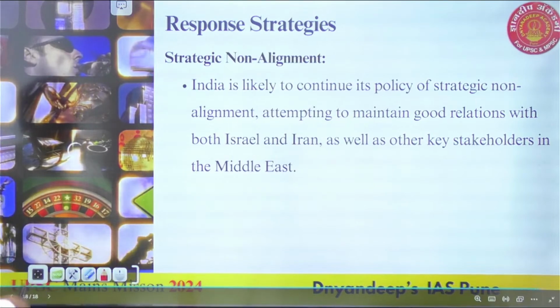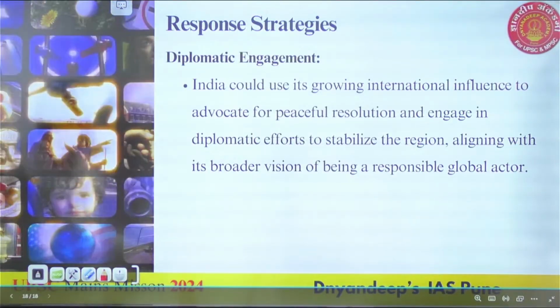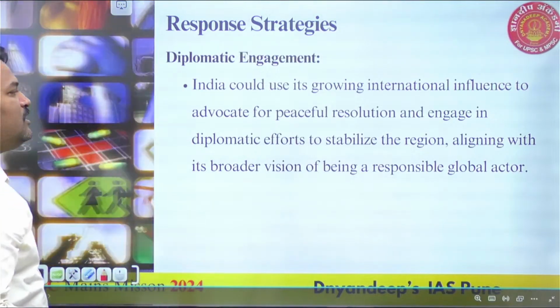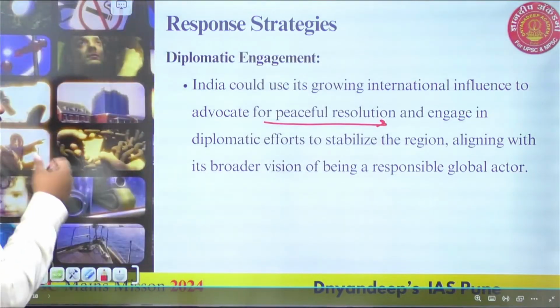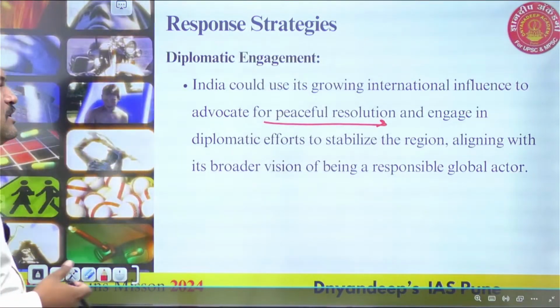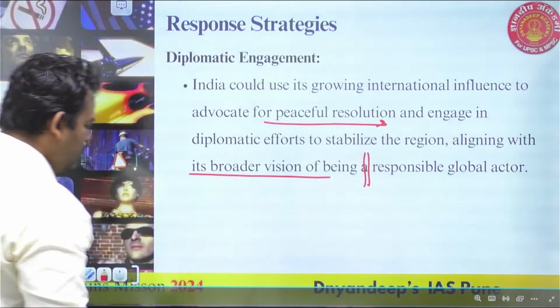After that, another response strategy will be diplomatic engagement. India could use its growing international influence to advocate for peaceful resolution and engage in diplomatic efforts to stabilize the region, aligning with its broader vision of being a responsible global actor.